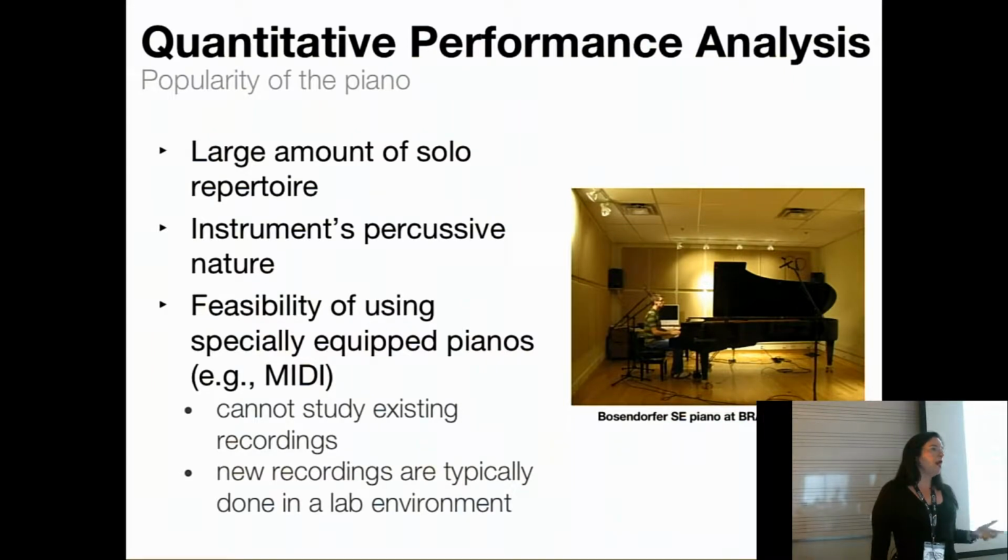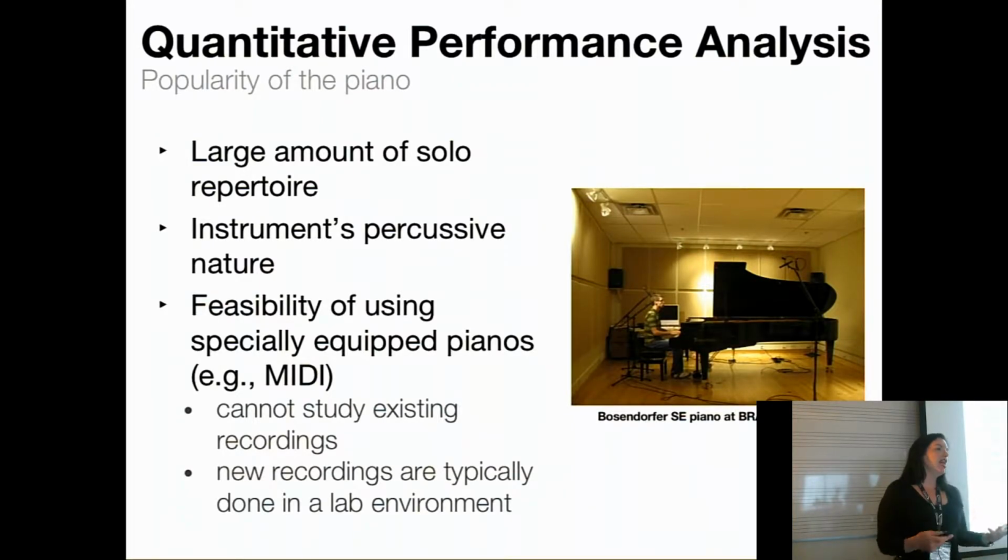And the reason why the piano was so appealing was, first, there was a large amount of solo repertoire. So if you want to have your performer come in and perform in a way that is familiar to them, that is ecologically valid, the piano is a great instrument because they spend a lot of time doing this. Also, because of the instrument's percussive nature, it's less ambiguous as to where the onset is actually happening. And then because there was the feasibility of using the specially equipped pianos, you were able to collect a lot of data when you had people come in and do experiments.